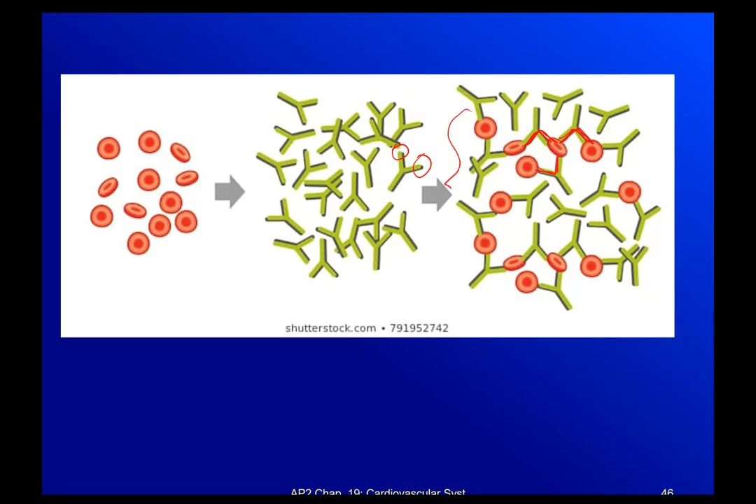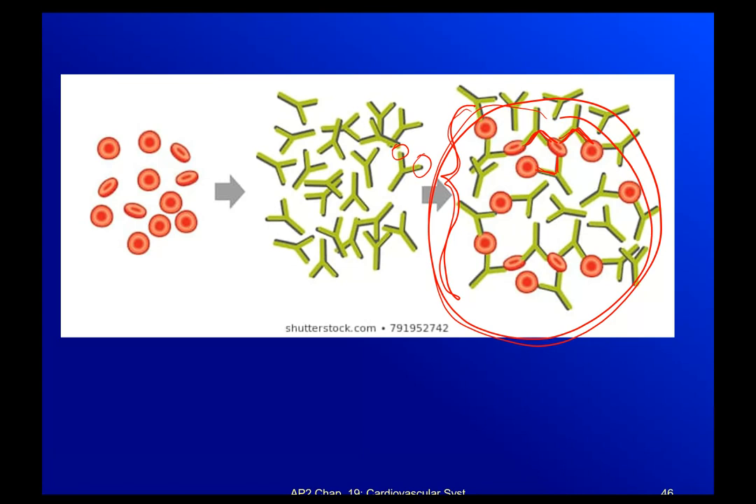Now, when I'm binding to multiple cells and then those cells get bound to by another antibody, this clumping that you are seeing here is called agglutination. Basically, it's a whole chunk of these cells being held onto by antibodies.